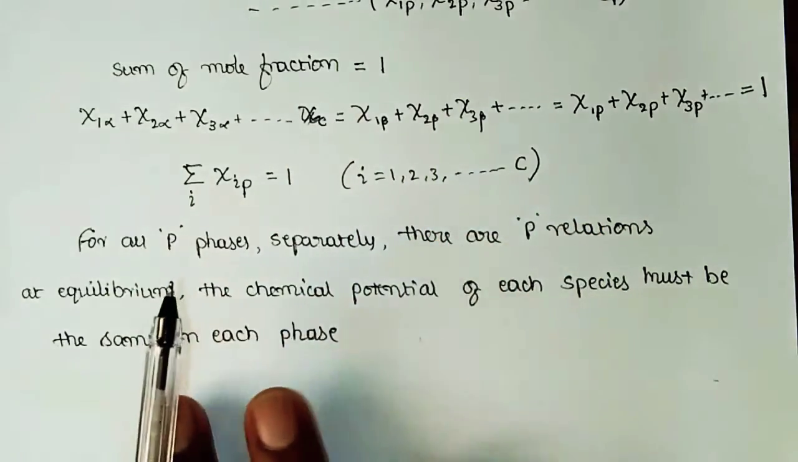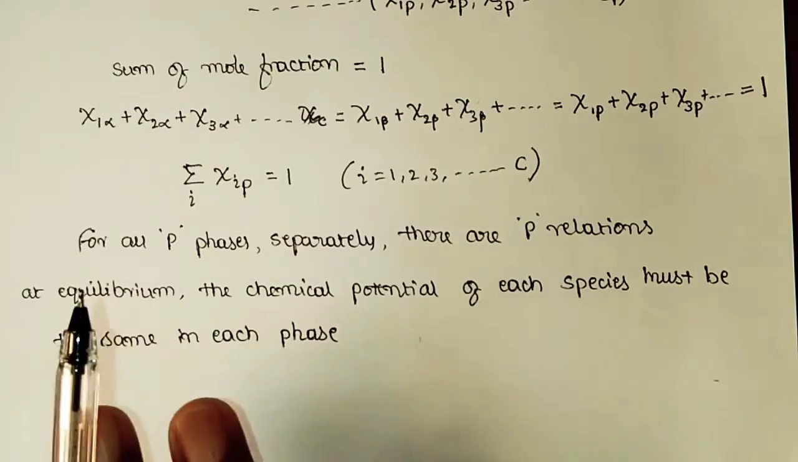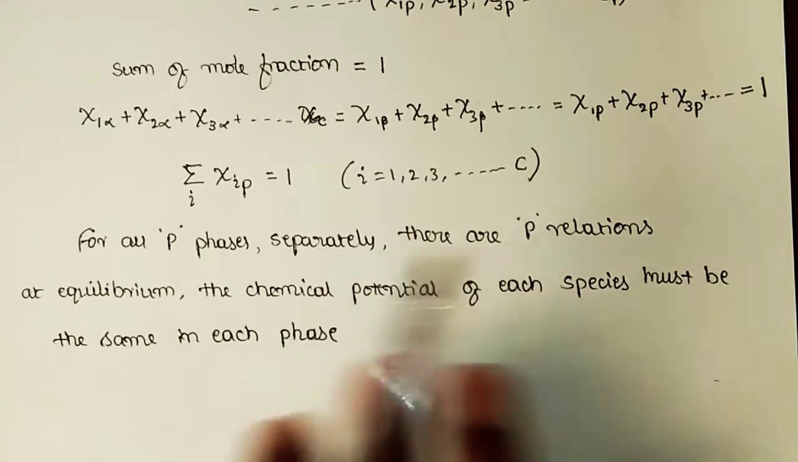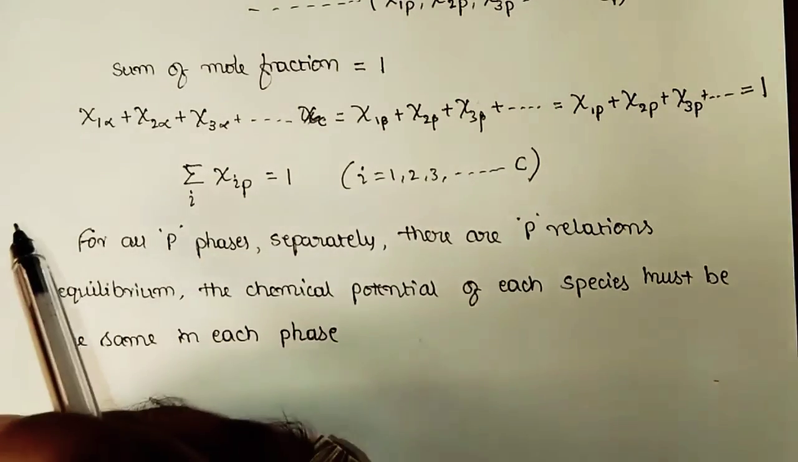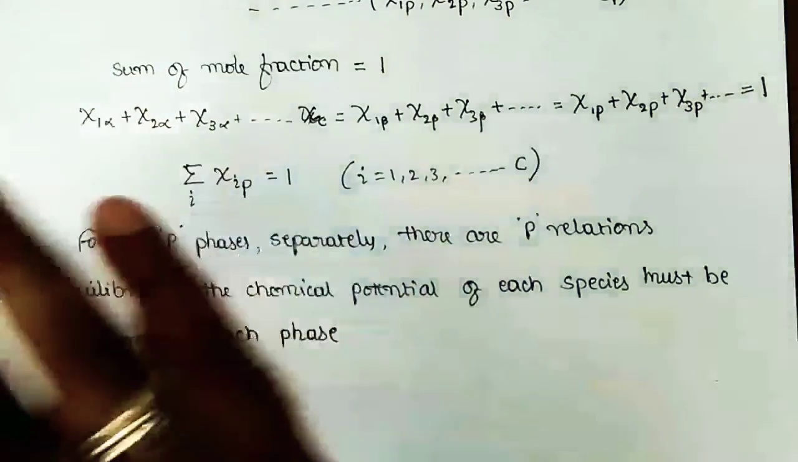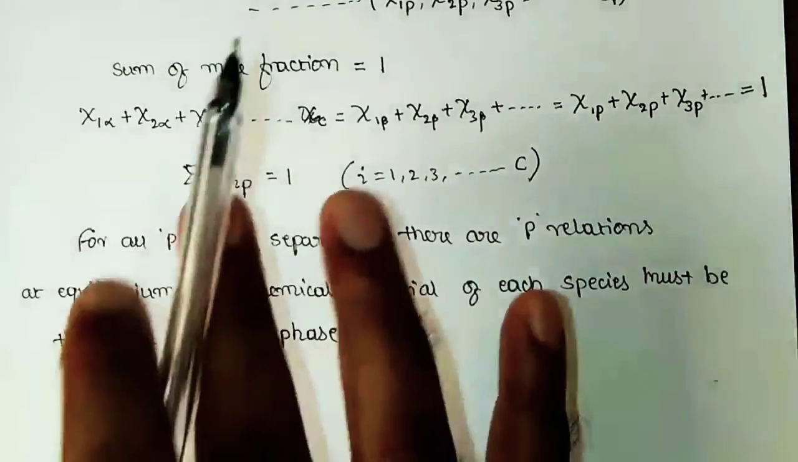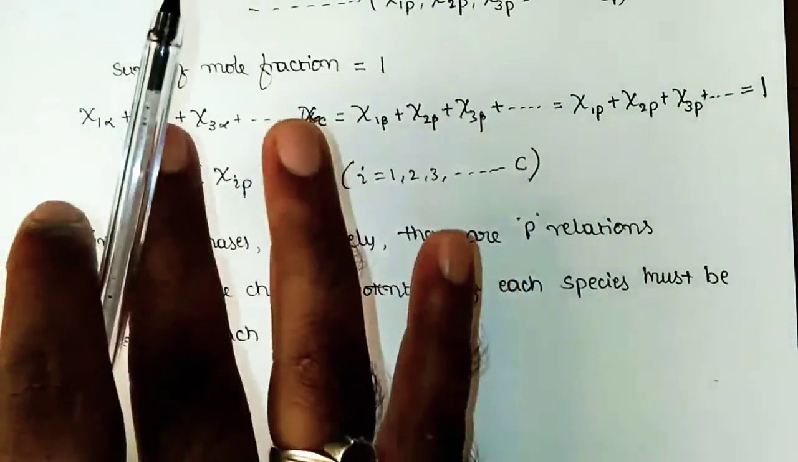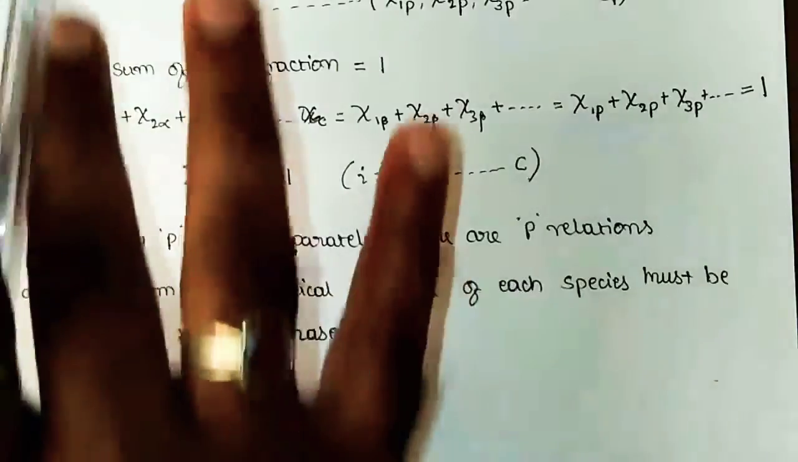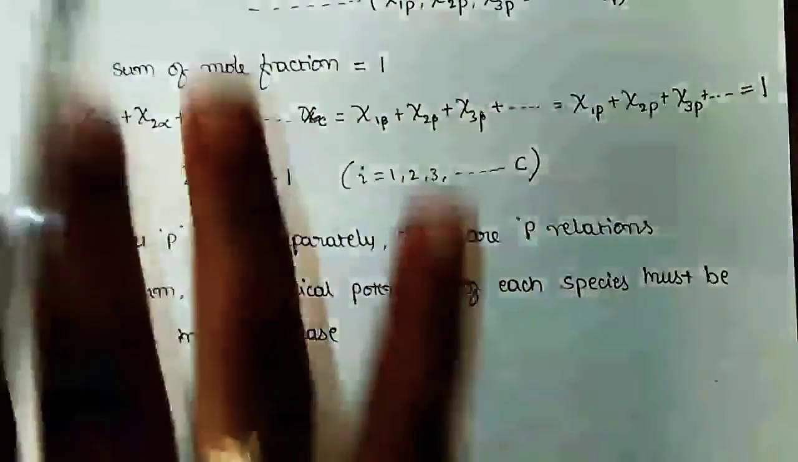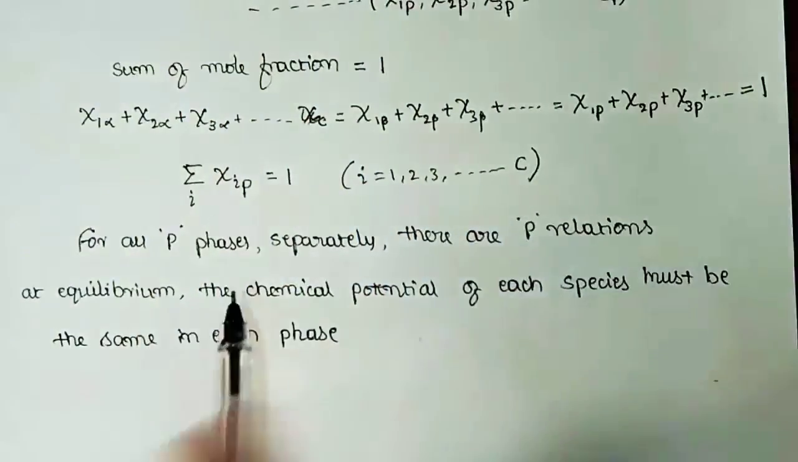That means even though the component, that is C1, C2, C3, up to C number of components, is passing from one phase to another phase, the chemical potential of the component is not changing. So the number of particles of each component remains the same in all the phases, even though it is passing from one phase to another phase.